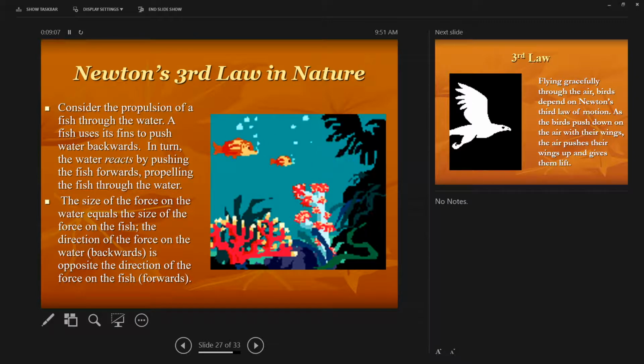Have y'all ever gotten in a boat and you threw something heavy off of it? You pushed it forward, and what happens to you on the boat? So the boat gets pushed back, right? That's an example of Newton's third law. You're pushing something forward, but when you push on something, it's going to push you and whatever you're standing on backwards.